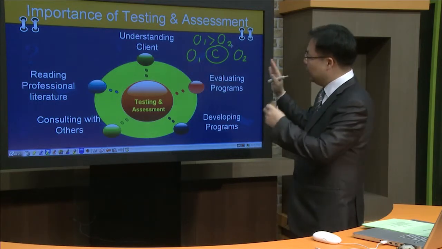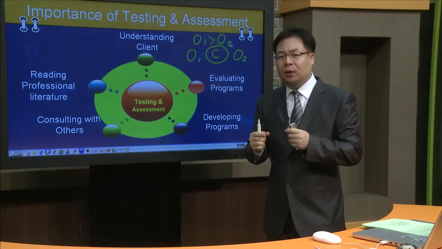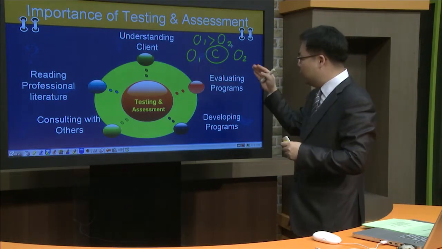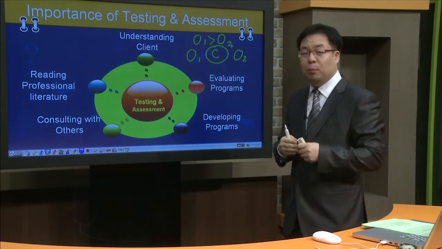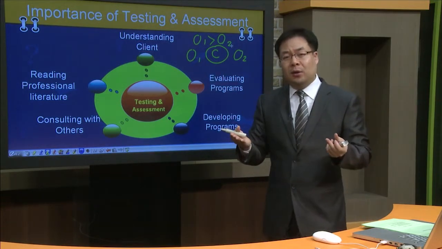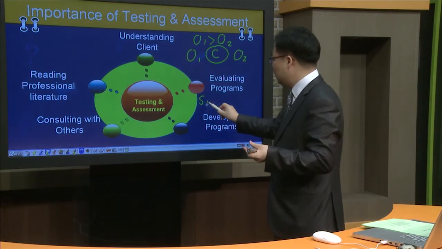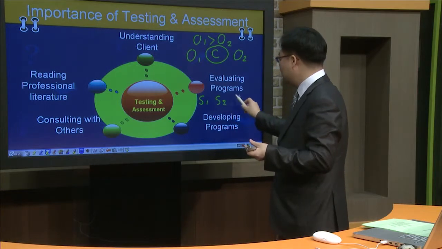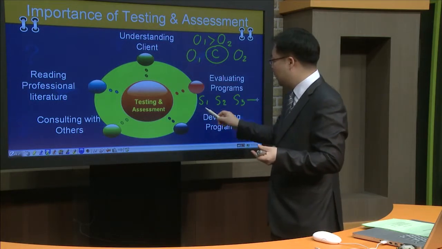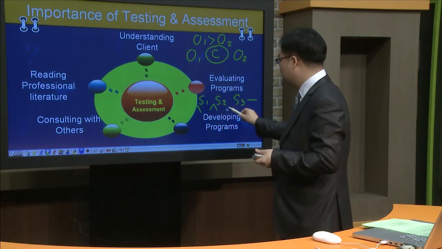We can also apply this framework not only to individual counseling, but also to the implementation of a whole counseling program. We can also use that testing result to develop a better program. For example, if the program has 6 different sessions, session number 1, session number 2, session number 3, like this, we can measure a certain characteristic before and in between, each time.